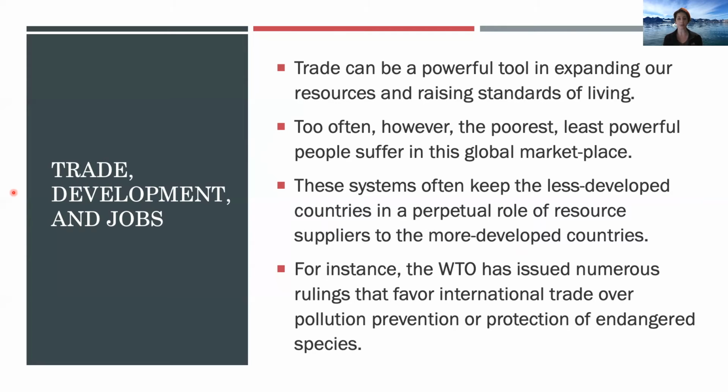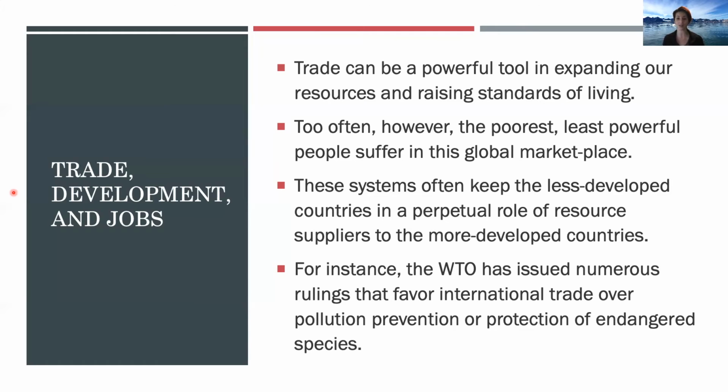As a prerequisite for international development loans, the IMF frequently requires debtor nations to adopt harsh structural adjustment plans that slash welfare programs and impose cruel hardships on the poorest citizens in those nations. And an example of this is the World Trade Organization has issued numerous rulings that favor international trade over pollution prevention or protection of endangered species.